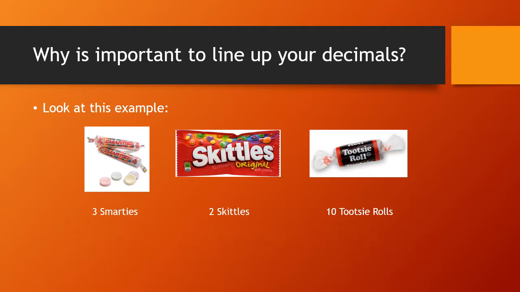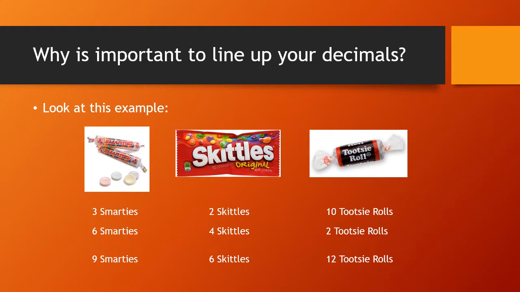Watch. So let's say I gave you the same candy, 3 Smarties, 2 Skittles, and 10 Tootsie Rolls. And then I give your neighbor the same candy, but you guys line them up so like is with like. You put the Smarties with the Smarties, the Skittles with the Skittles, and the Tootsie Rolls with the Tootsie Rolls. Then I ask you to add. Can you get the answer?